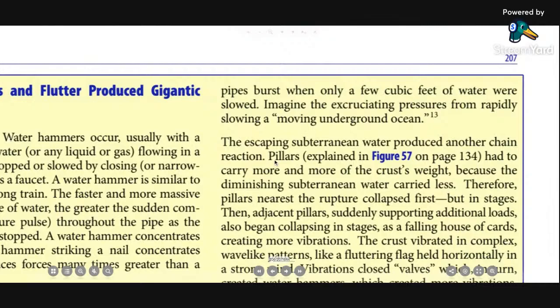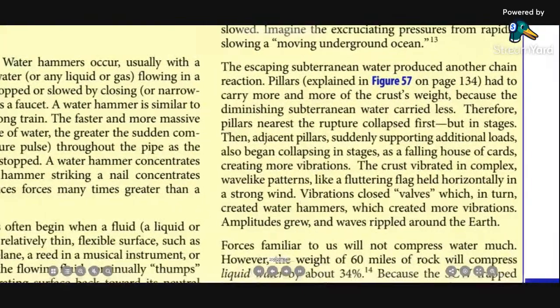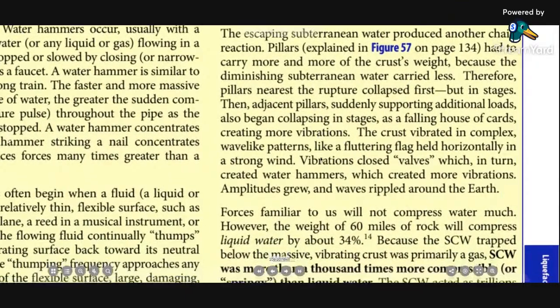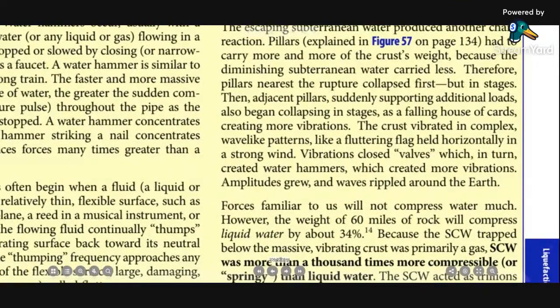when only a few cubic feet of water were slowed. Imagine the excruciating pressure from rapidly slowing a moving underground ocean. The escaping subterranean water produced another chain reaction. Pillars, on figure 57 on page 134, had to carry more and more of the crust weight because the diminishing subterranean water carried less. Therefore, pillars nearest the rupture collapsed first, but in stages.